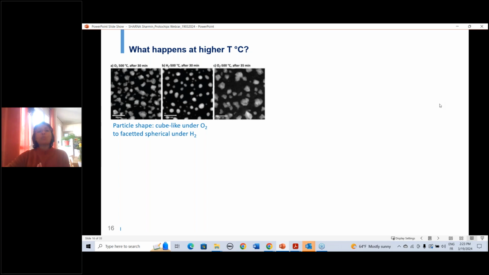Now, if we go towards higher temperature, what is happening is under oxygen, we see that at higher temperature, the material is forming faceted nanoparticles, even though they are more cubic-like structure. But under hydrogen, the shape is more spherical, faceted still. And we see that depending on the gas, it is indeed the case. If we come back to hydrogen, it will retain its spherical shape.